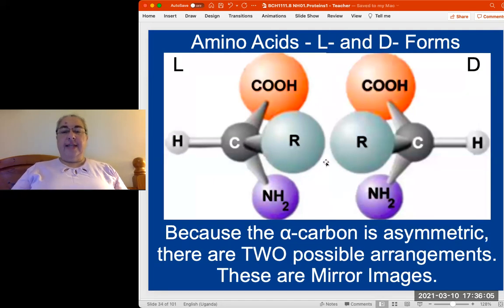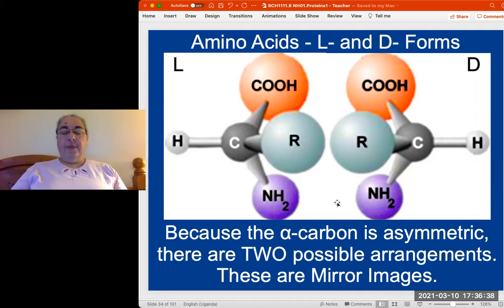Because of this asymmetry, there are 2 different possible arrangements of the groups around the alpha carbon. And these are known as the L form and the D form. And when they're drawn here, I hope that you can see that they are mirror images. So if you had a model of one of these and held it up in front of a mirror, it would look like the other one. Yes, they have mirror symmetry.